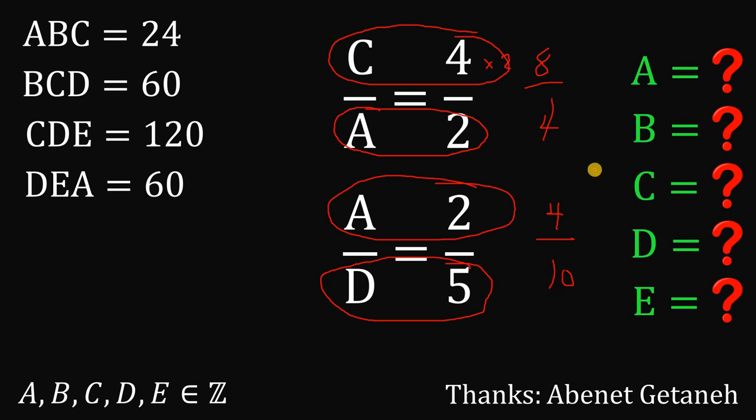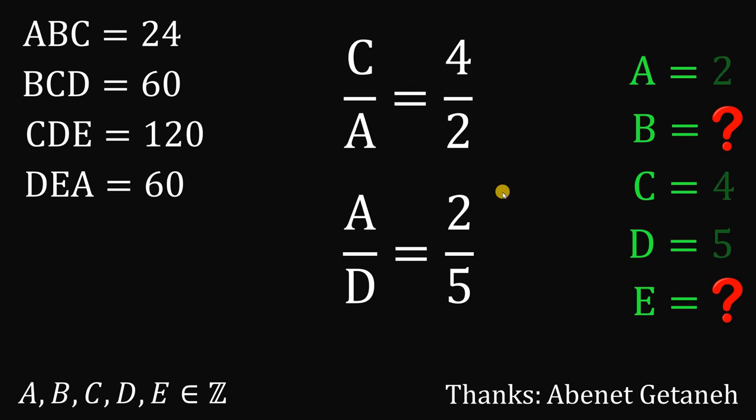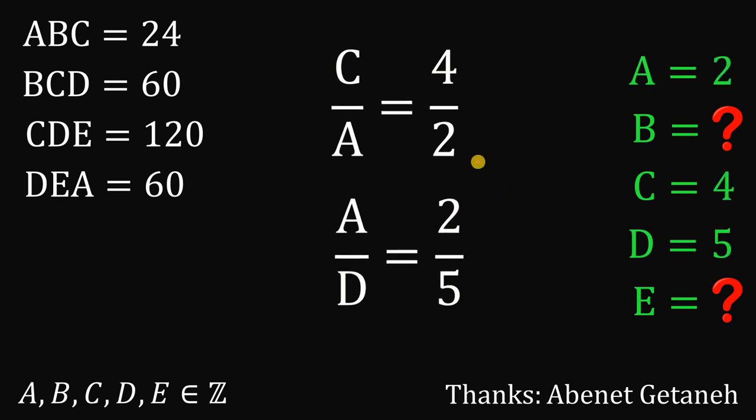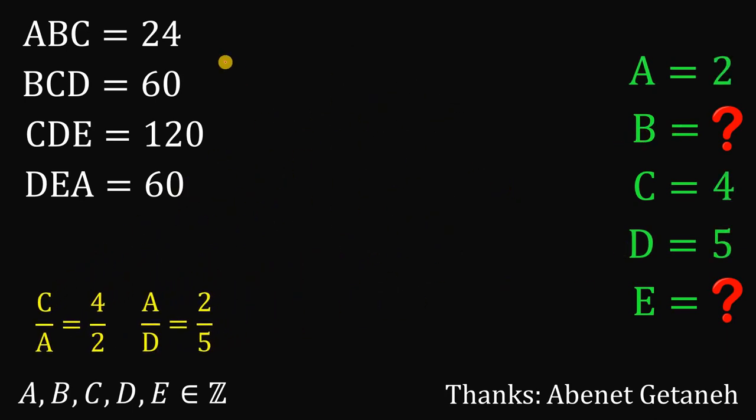But using those values, the other variable is not an integer. So we disregard this case. So let's focus on this case. Now we know that A is 2, C is 4, and D equals 5. Now let's set aside this and let's solve for the value of B and E.